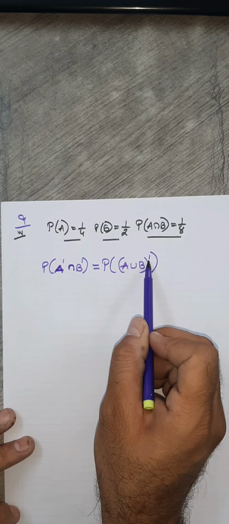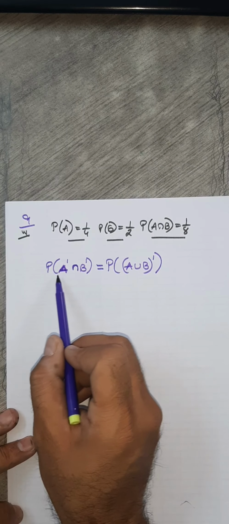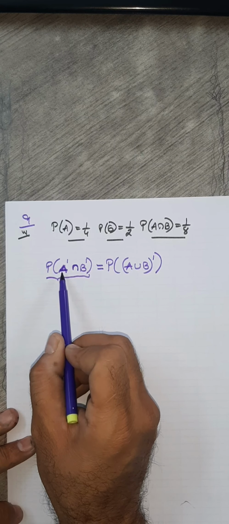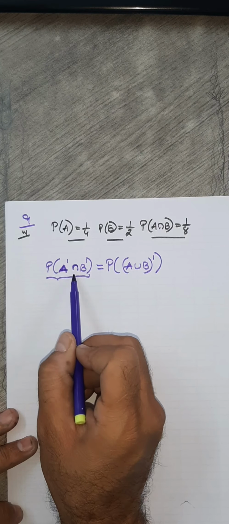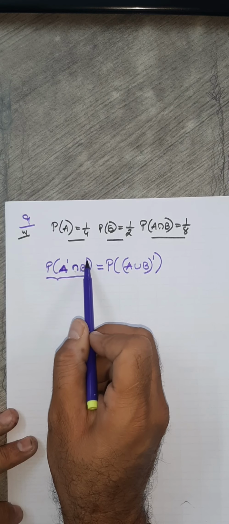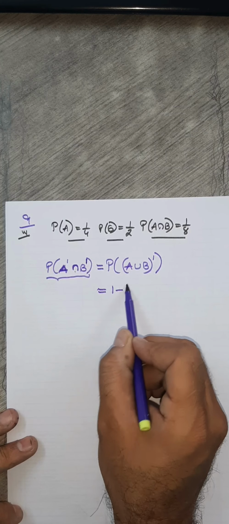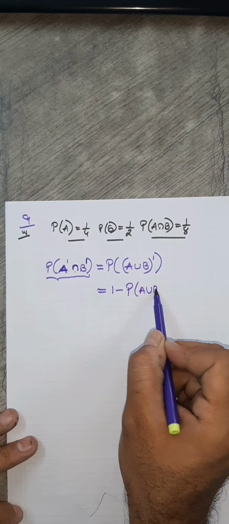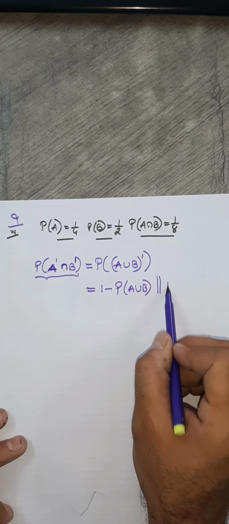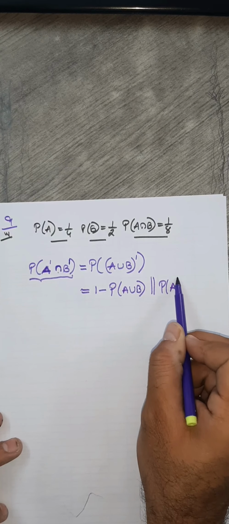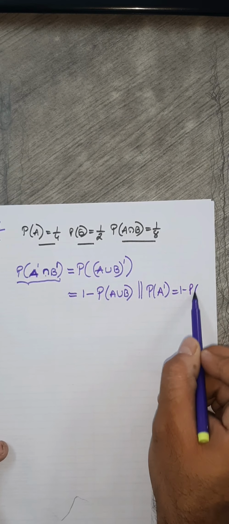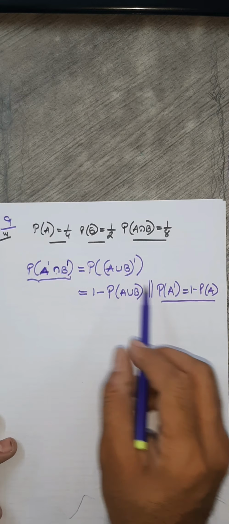If you take complement inside, it will be this. This is what you are asked. Not means complement, and means intersection, and not B means B dash. This is De Morgan's. Now these I can rewrite as 1 minus P of A union B. Which property? Recall this. P of A dash equals to 1 minus P of A. We have used this property.